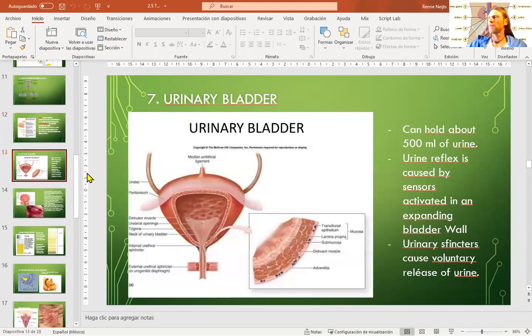Let's have a look at the bladder. Our bladder, depending on the person, is about 500 milliliters. If it's expanded, it could be even a liter. And basically we have two sphincters, okay? We have the internal sphincter and the external sphincter. You can see that right here.